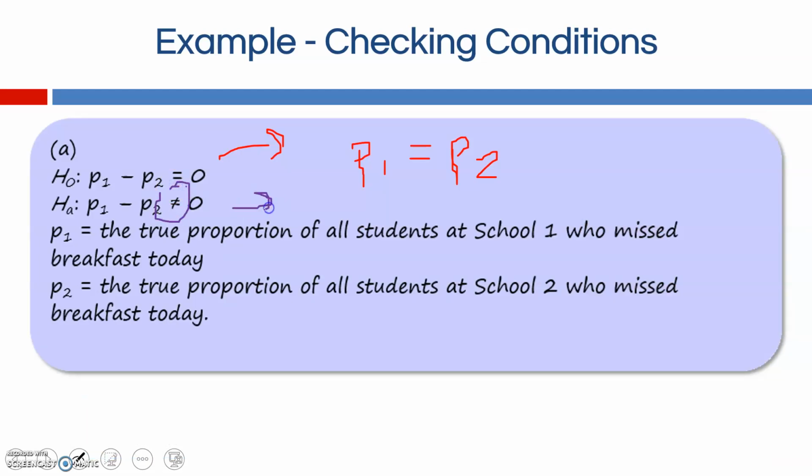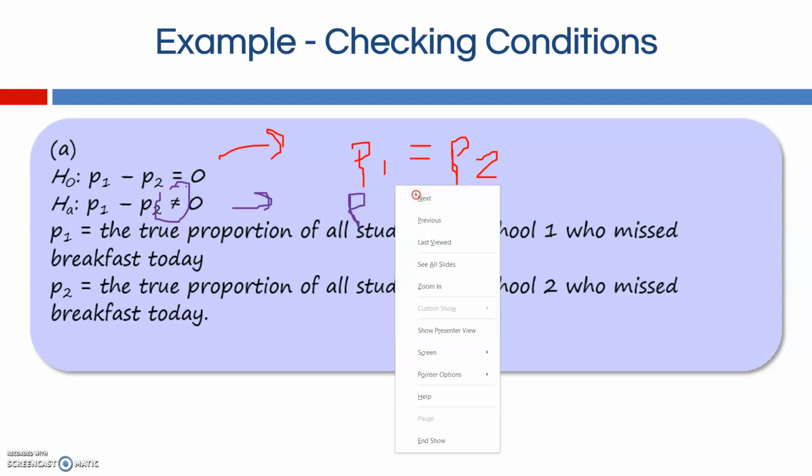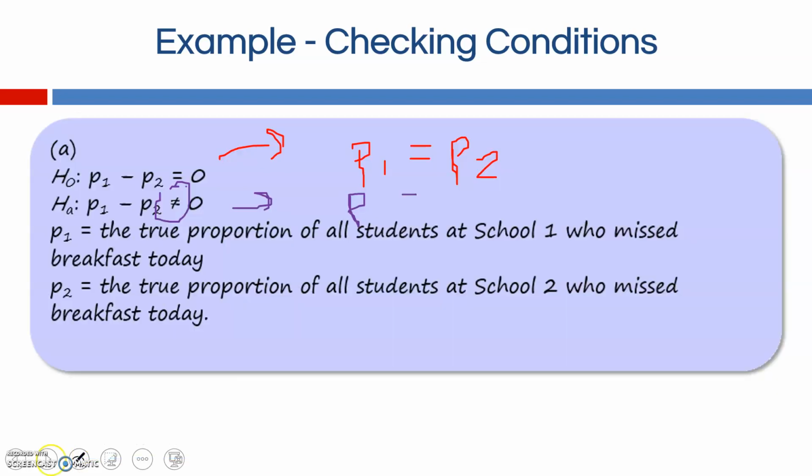So again, you can state this as P sub 1 is not equal to P sub 2. That is totally acceptable. I usually prefer writing it like that, but your book may favor this method of writing the hypothesis, but it's totally up to you. Make sure to define your parameters. P sub 1, true proportion of all students at school 1 who missed breakfast. P sub 2, true proportion of all students at school 2 who missed breakfast today.